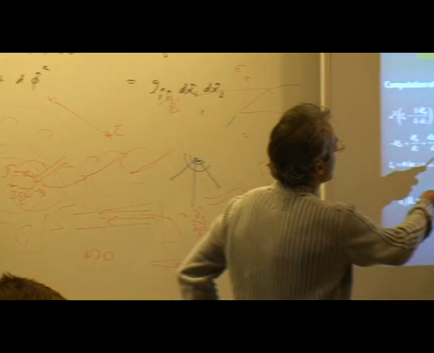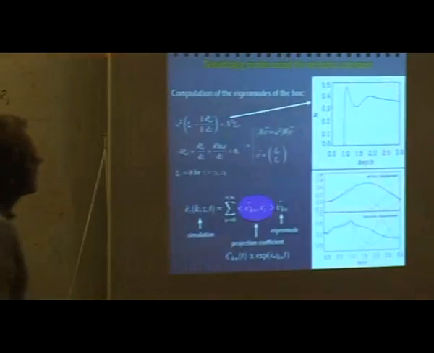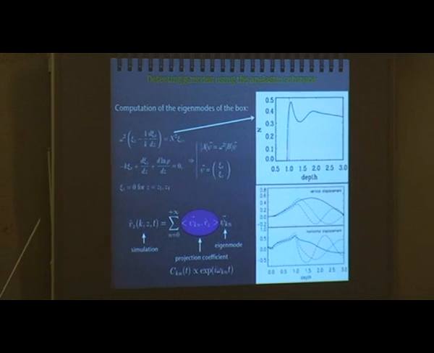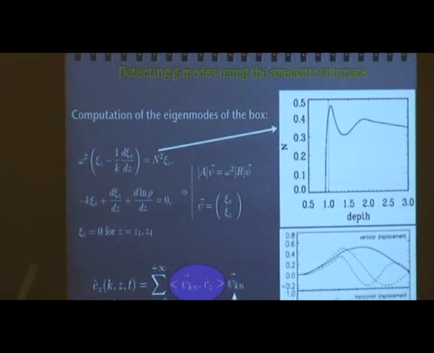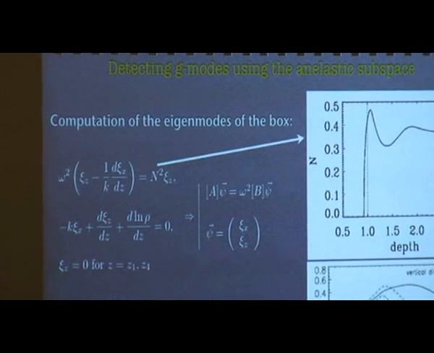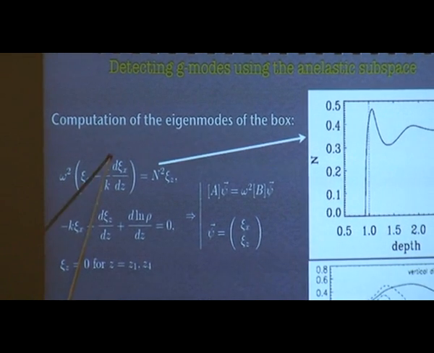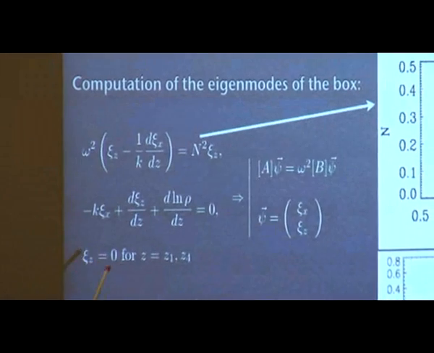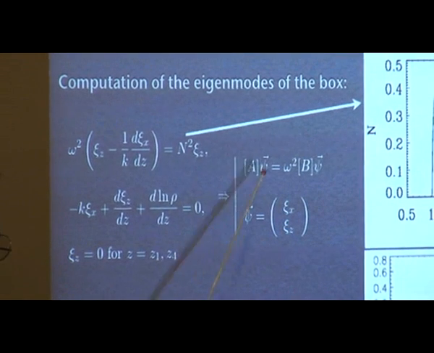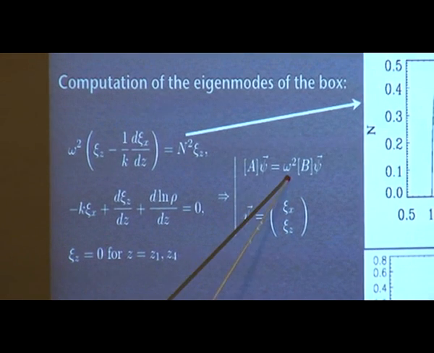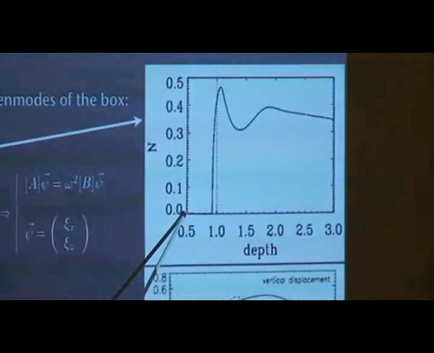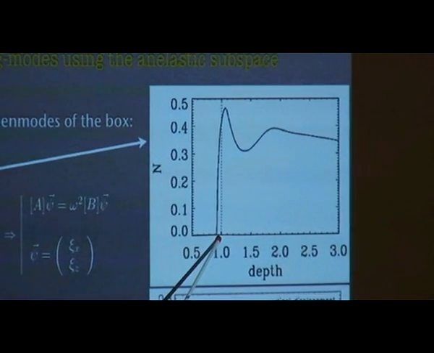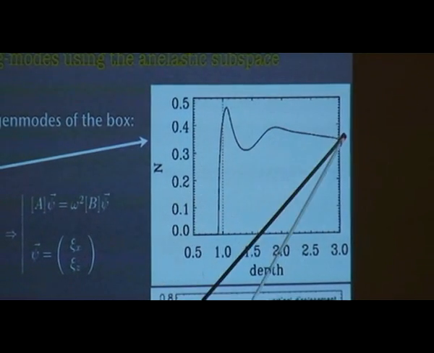So to do that, we used the anelastic approximation, which is useful to remove the acoustic waves in our model. So that's the anelastic equation for one mode. It means that we have to compute an eigenvalue problem, with an associated eigenvalue. So that typically is a Brunt-Väisälä frequency profile. The Brunt-Väisälä frequency is almost zero in the convection zone, and it's positive in the radiative zone.